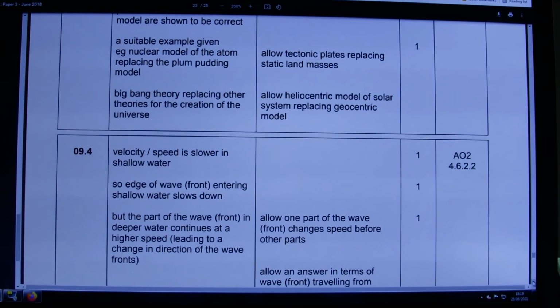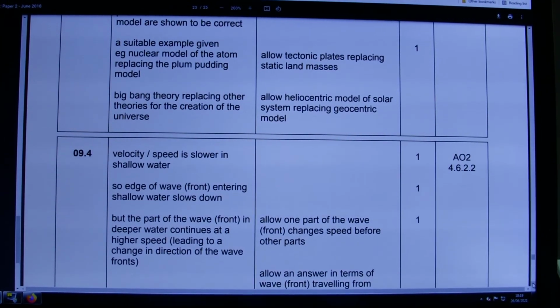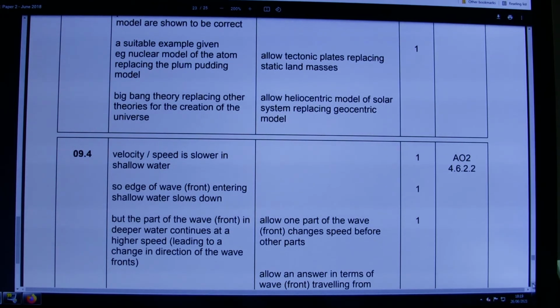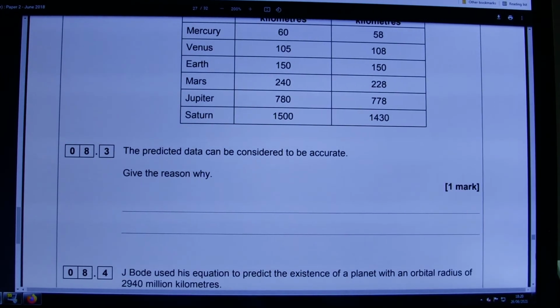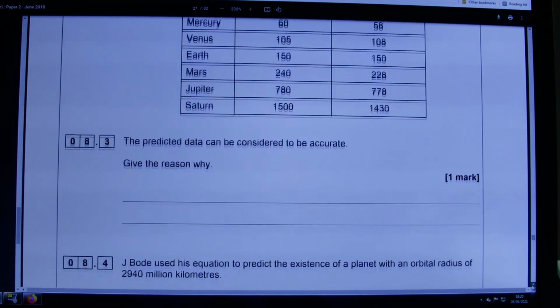Velocity or speed is slower in shallow water, so edge of wave front entering shallow water slows down. But the part of the wave in deep water continues at a higher speed, leading to a change in direction of the wave fronts.